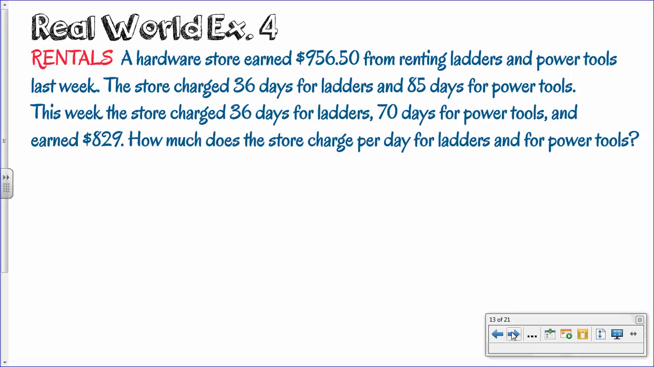Okay, real world, example 4. Got that? Okay. A hardware store earned $956.50 from renting ladders and power tools last week. They charged $36 a day for the ladders and $85 a day, so it's a rental fee, right? To get charged per day, right? Okay, so my first equation would be what? 36x plus 85y equals 956.50.